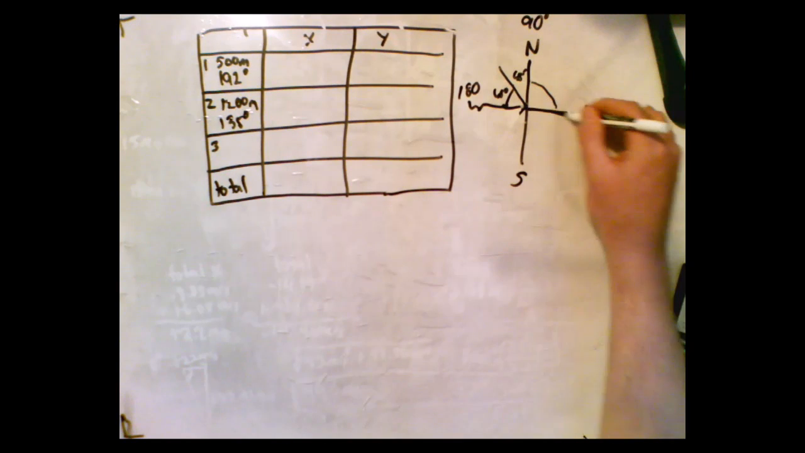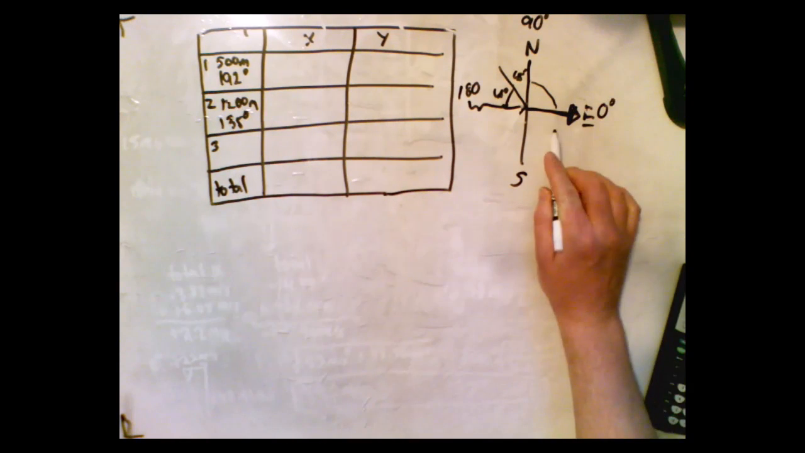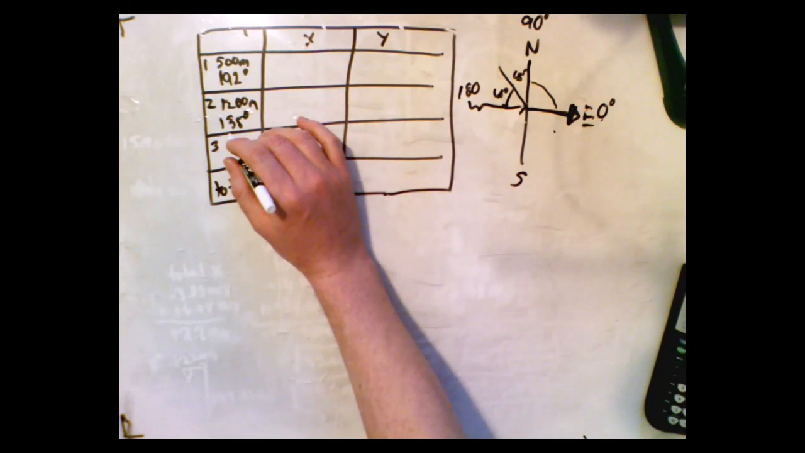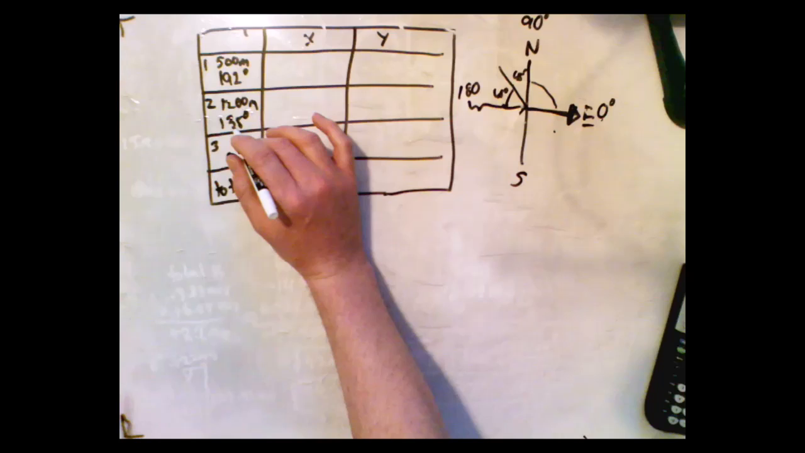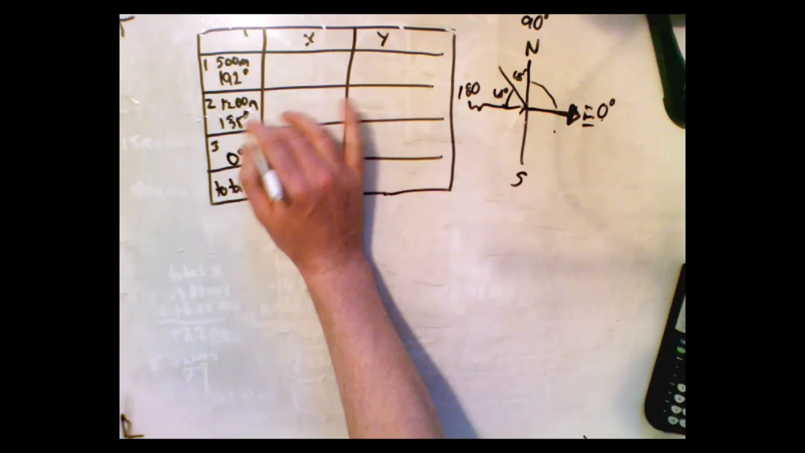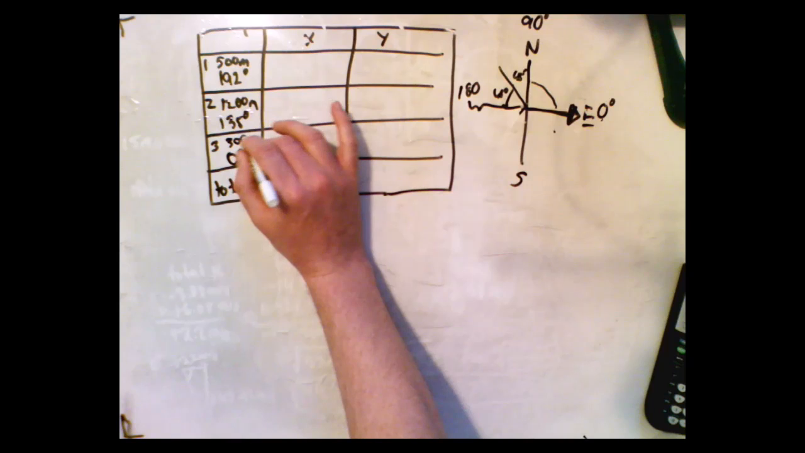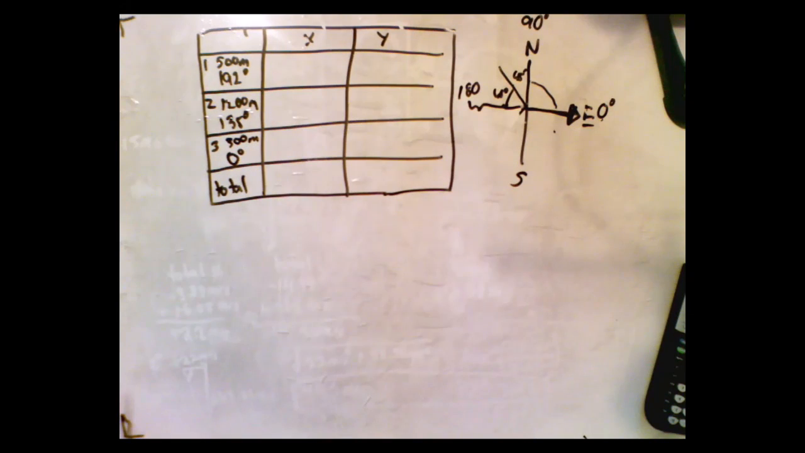So straight east is going to be this way. Straight east is 0 degrees. So the angle is 0 degrees, and it gives the distance as 0.3 kilometers, but if this is meters, this is meters, then we want this one to be in meters. So we're going to go 300 meters instead of 0.3 kilometers.